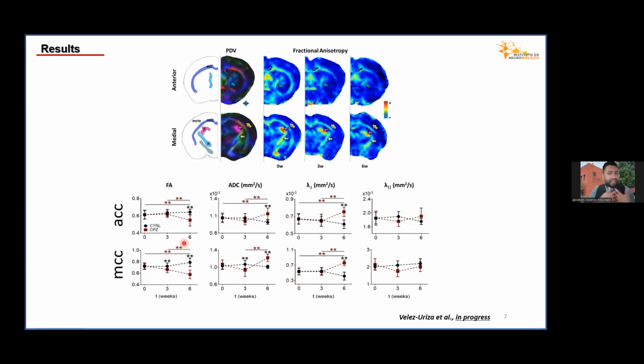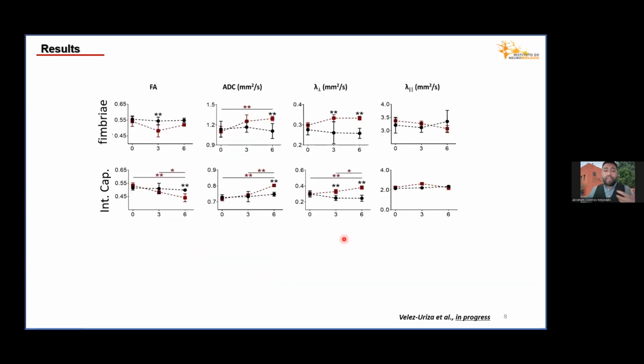These findings are in line with others that use similar protocols and analyze this same region. Then we quantify the same metrics in other regions, because one of the main objectives in this work is to carry out a multi-region evaluation in this model. In this way, we evaluate, for example, fimbria and internal capsule.